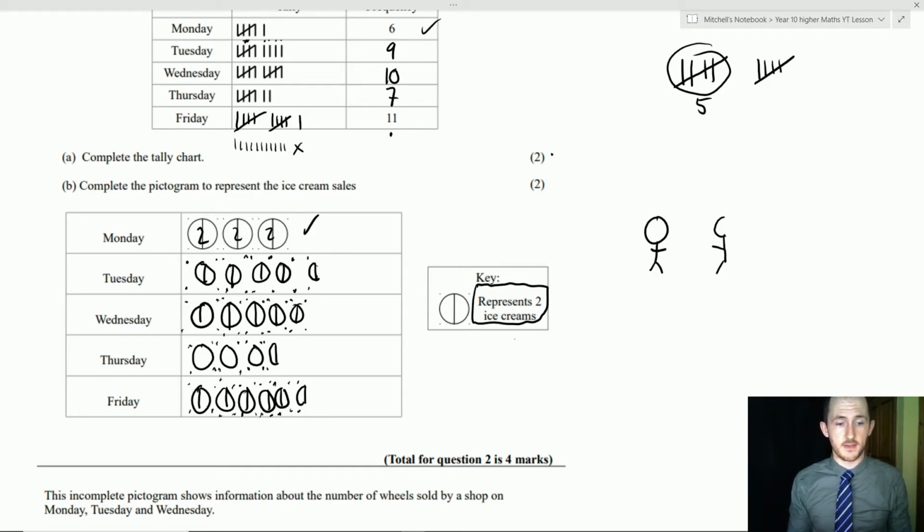Sometimes they use squares too. Also the small laptop screen as well. But in real life it's going to be A4, so a bit bigger, nice and chunky for you. Hopefully that's all okay. So I don't think pictograms are too tricky. Not too tricky. But if you have any questions, now's the best time to ask.